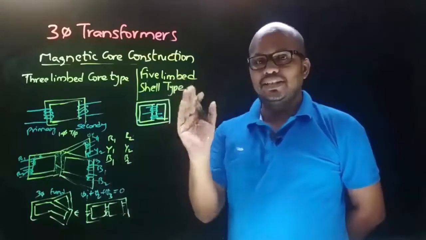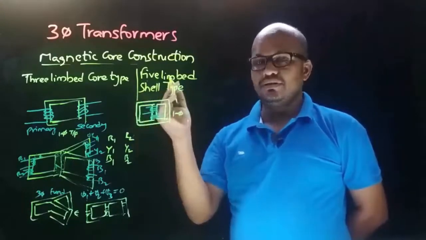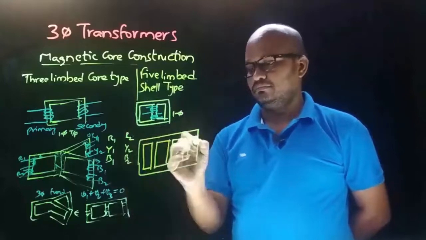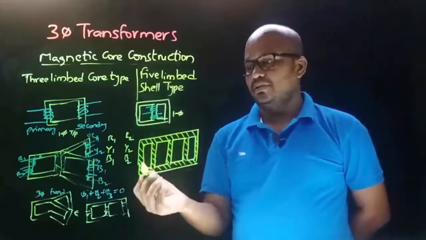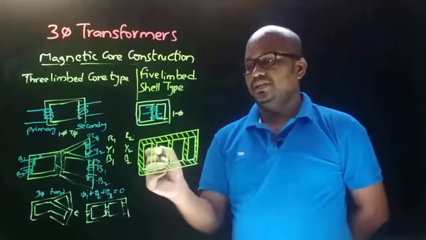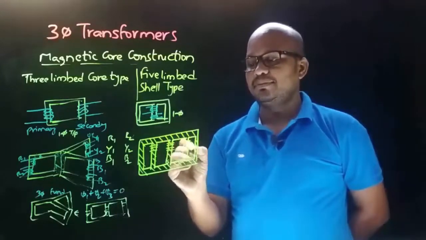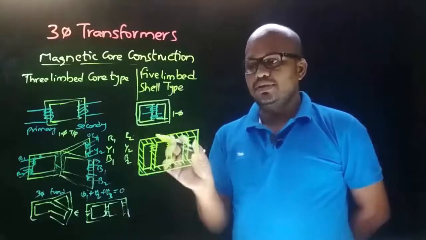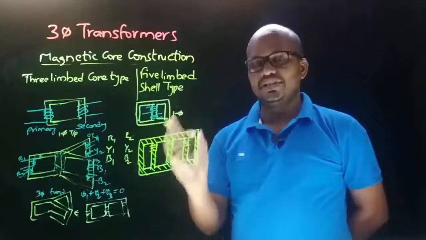And now coming to shell type construction. Okay, this is the single phase transformer shell type construction, and coming to three phase shell type construction, it will look like this, which is also called 5-limbed shell type construction. So this construction consists of 5 limbs, 1, 2, 3, 4 and 5, and R winding is placed over here, and Y winding is placed over here, and B winding is placed over here. Here, if you observe, the core surrounds the winding, which is called shell type construction. This is the 5-limbed shell type construction.